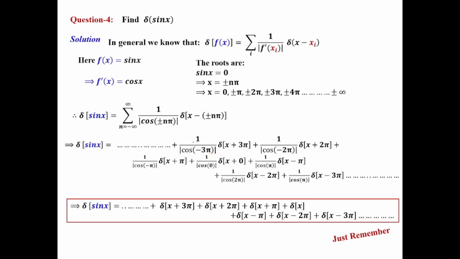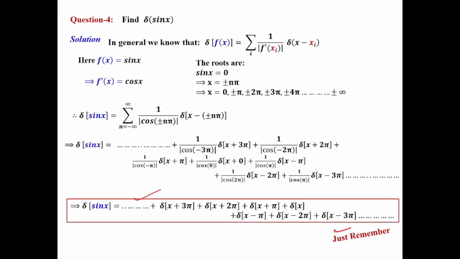So this 1 by cos 3 pi value, 1 by cos 2 pi value, 1 by cos minus pi mod, these values are 1. So only we have to write these terms: delta x plus 3 pi, delta x plus 2 pi, delta x plus pi, delta x, then delta x minus pi, delta x minus 2 pi, delta x minus 3 pi, and so on. You just remember this one. This expression is required for doing some numericals. Okay, just remember.